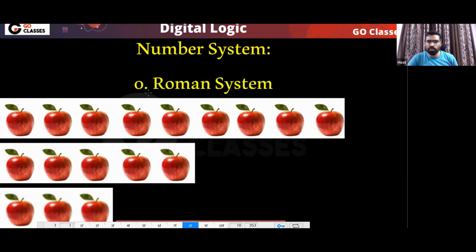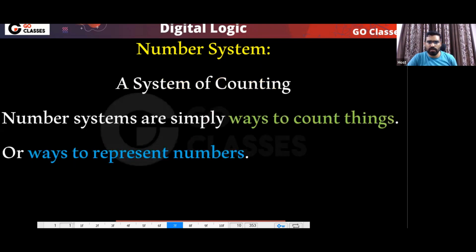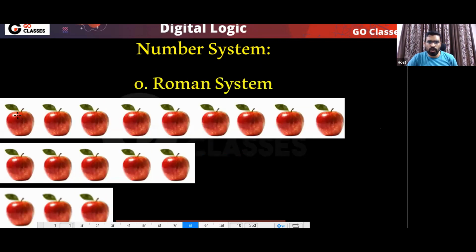For example, you know the Roman system. If these are your items, then tell me how to represent them in the Roman system. How many items do you have? For example, here you have 3 items. So in the Roman system, you will represent them like this. And for another count, you will represent it like this. Are you getting the point?